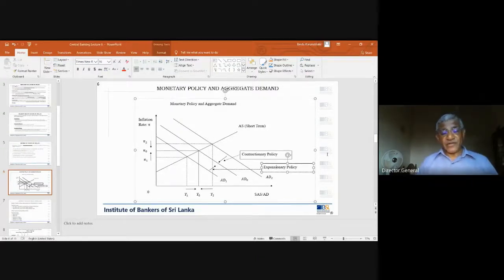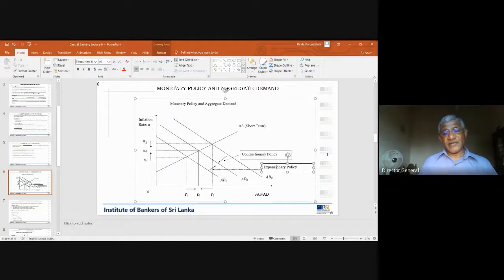The nature of monetary policy can be different, expansionary or contractionary, depending on what the central bank does. Then distinguish between contractionary monetary policy and expansionary monetary policy.